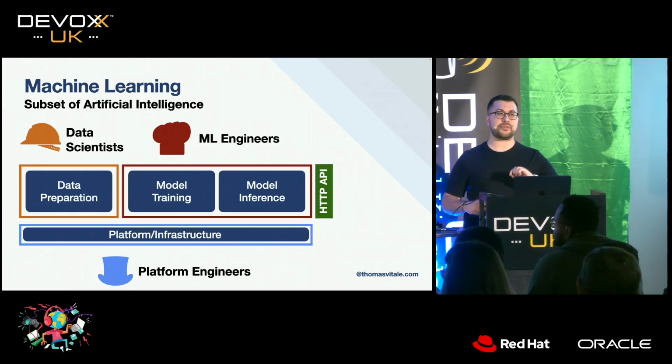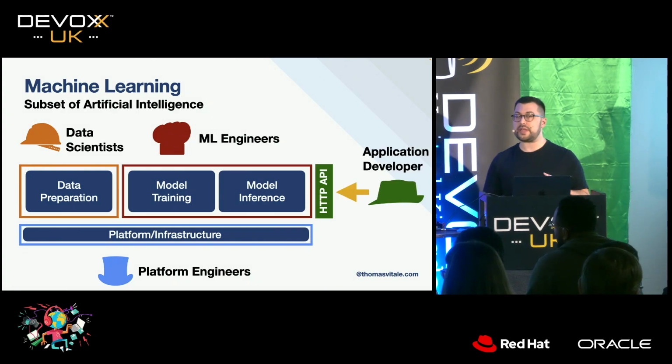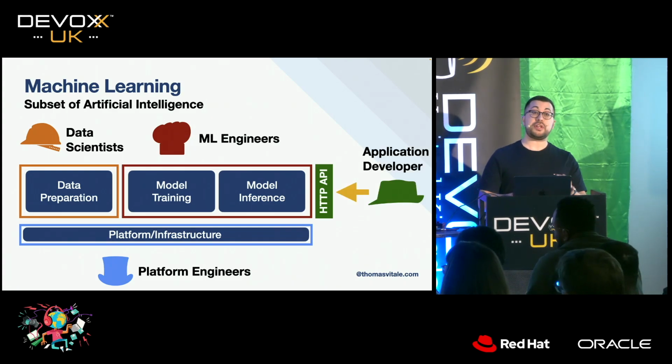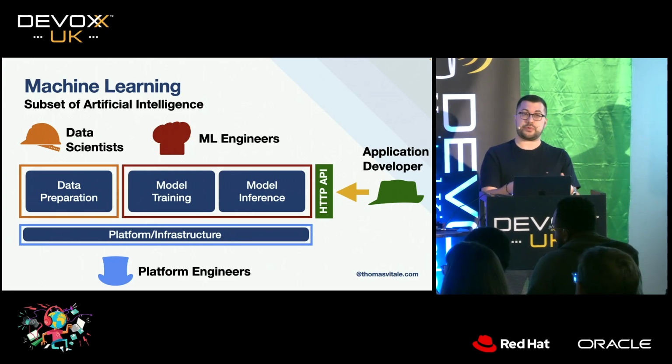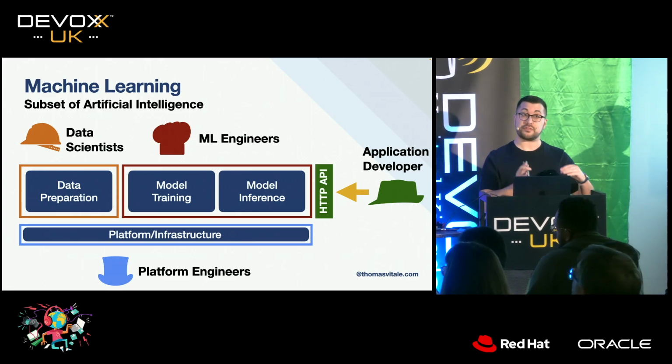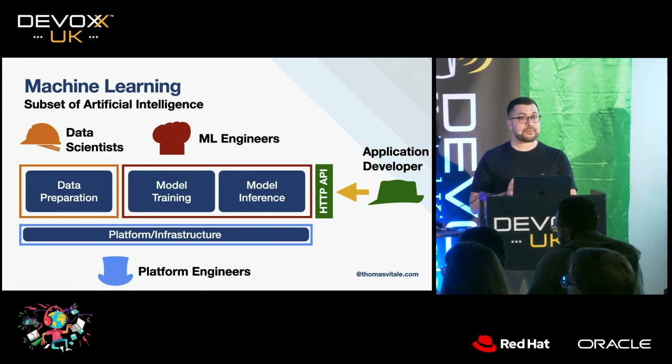So all of a sudden, you don't need to use Python. If you're an application developer, you can just call an HTTP API and consume machine learning capabilities without being an expert in machine learning. So we have this clear, nice separation of concerns between the experts in machine learning, training the models, working on the inference, and application developers.